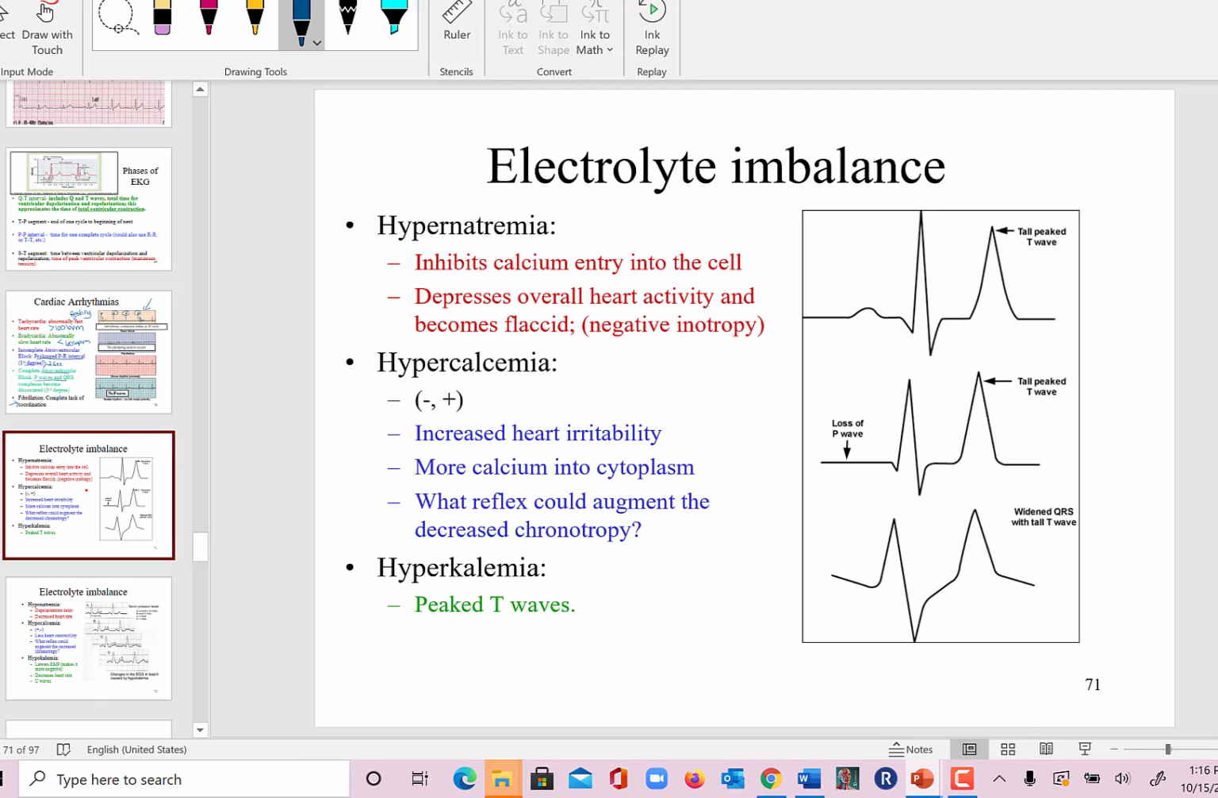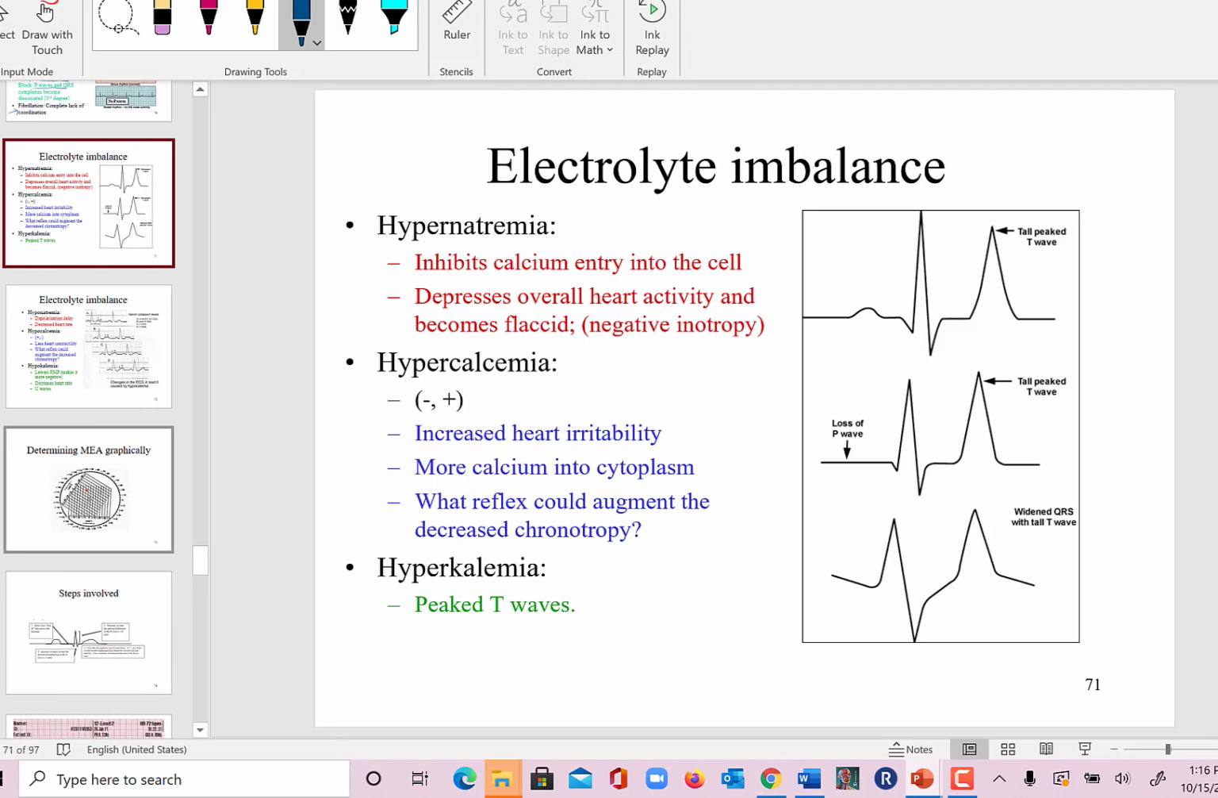The last two slides I'm going to do for this portion of the video deal with electrolyte imbalance. Again, this will be a matching portion of your EKG exam. Your answer choices will be one of the 6 electrolyte imbalances. Here we have hypernatremia. Emia means in the blood, which is an extracellular fluid. So hypernatremia means you have too much sodium in the plasma.